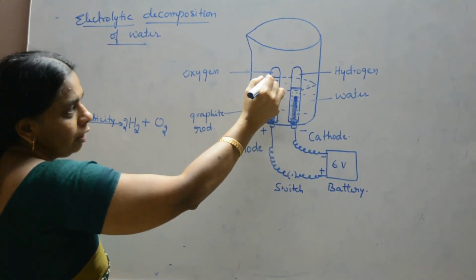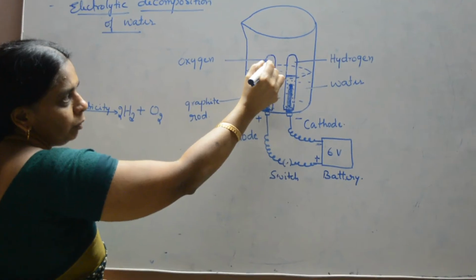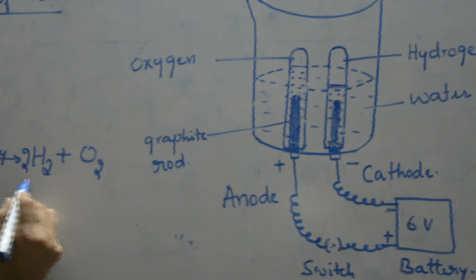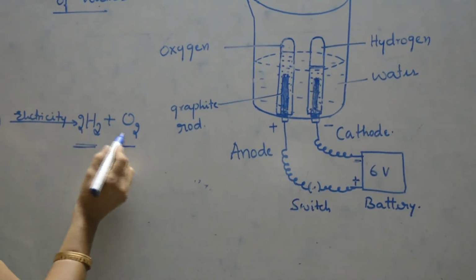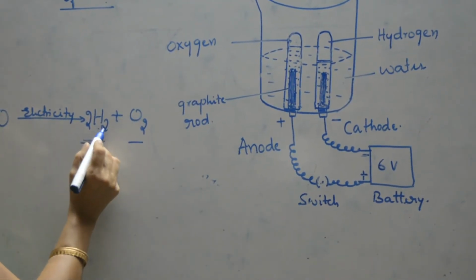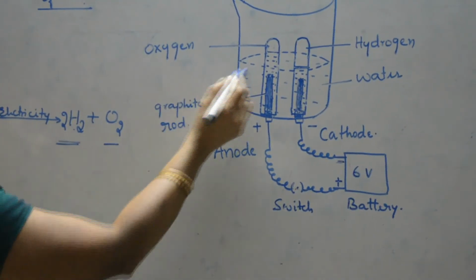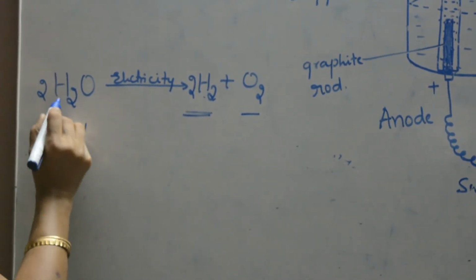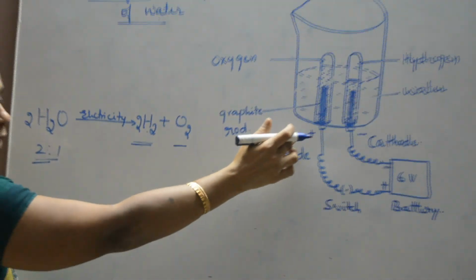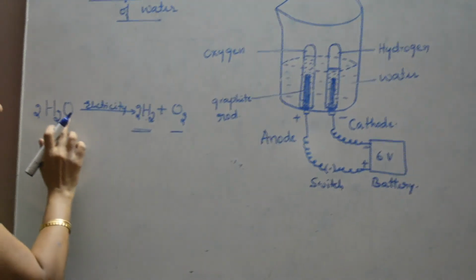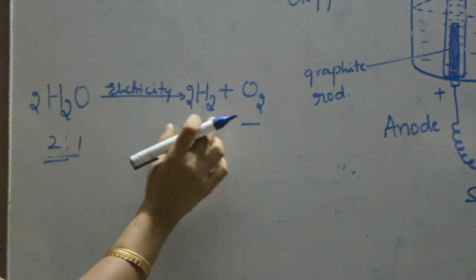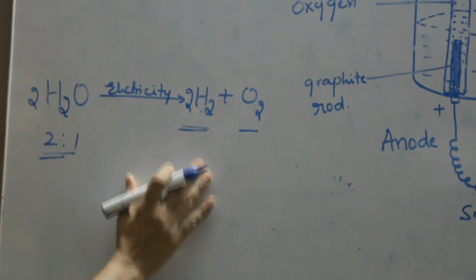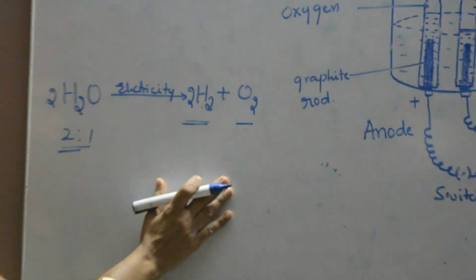The volume of oxygen gas produced is always half of the hydrogen produced. As you know, the volume of hydrogen is double the volume of oxygen. This is because water has hydrogen and oxygen in a 2:1 ratio. So this electrolysis shows that hydrogen and oxygen are present in water in the ratio of 2:1 by volume, and this is an example of electrolytic decomposition of water.